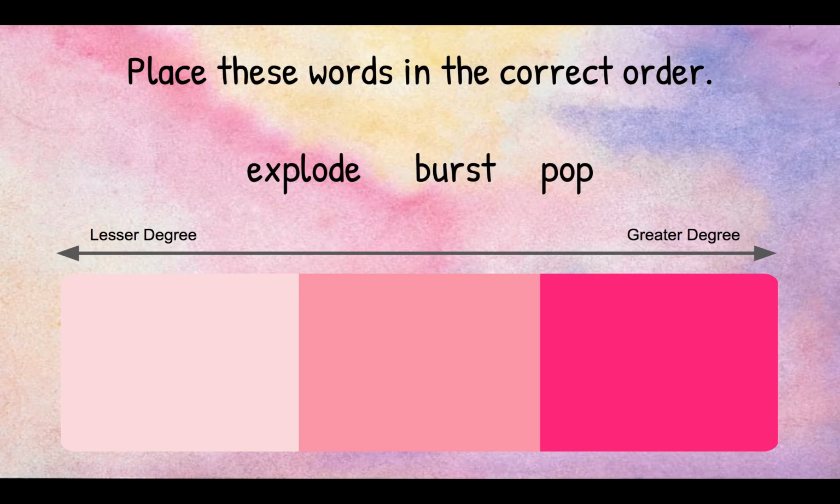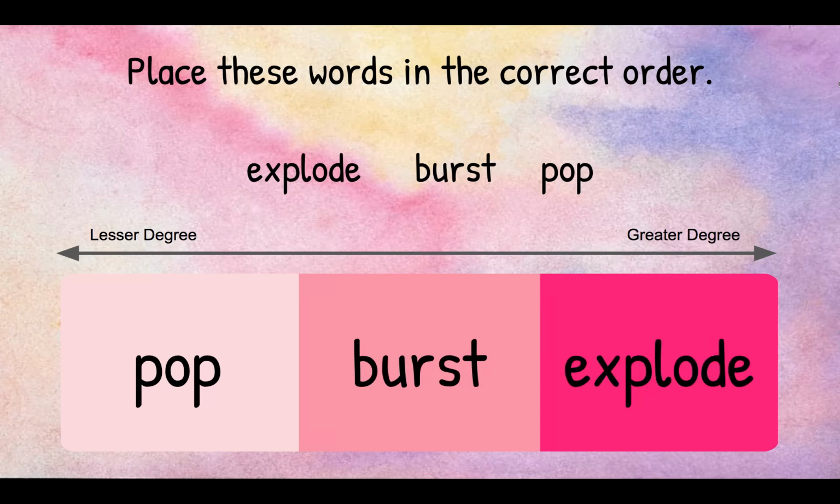Place these words in the correct order. Explode, burst, pop. Which one will come first? Think about a balloon. Pop will come first. And what will come after pop? Explode or burst? Burst will come next. Explode will be last. It'll be our darker shade.